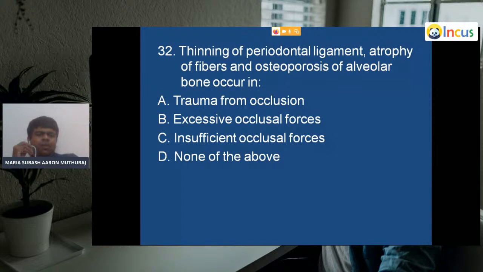But if there are insufficient occlusal forces, there will be thinning of the periodontal ligament with atrophy of fibers. Because of insufficient occlusal forces, disuse atrophy of fibers will be present, and osteoporosis of alveolar bone will also be present. Therefore, the answer should be insufficient occlusal forces.